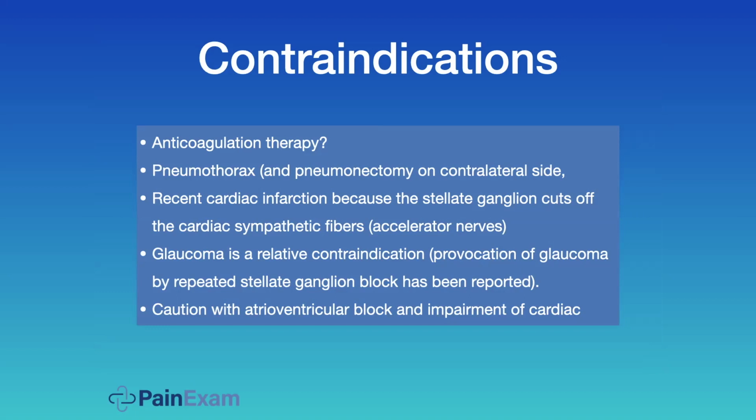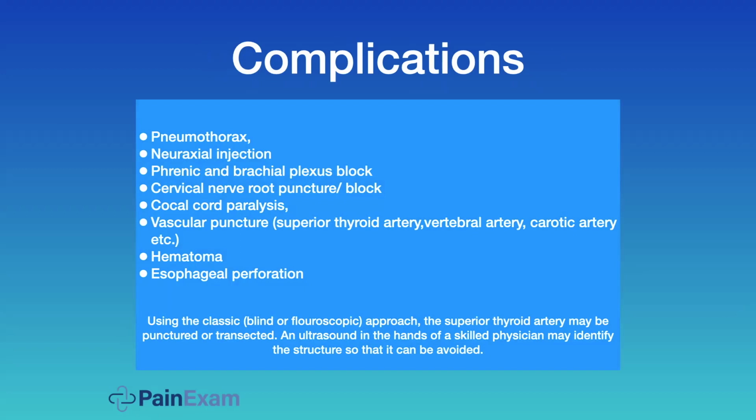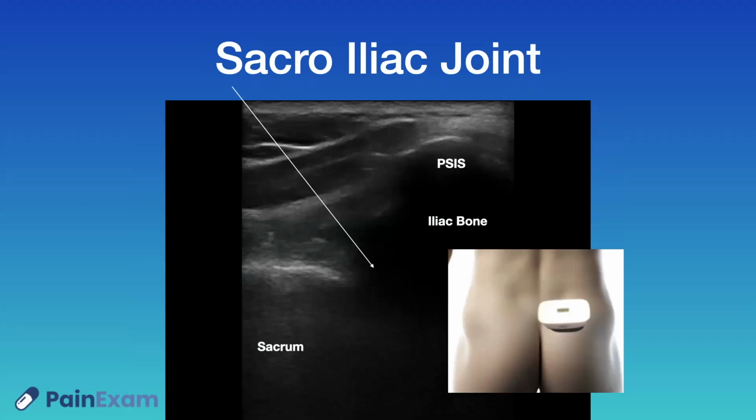If they have a pneumothorax on the contralateral side, well, I don't know why you would be doing this, but don't do it. Recent MI, they say the stellate ganglion block can cut off the cardiac sympathetic fibers, the accelerator nerves. You can get profound hypotension, bradycardia. Glaucoma is a relative contraindication. You could provoke it with repetitive stellate ganglion blocks, as per some reports. And patients with an AV block, there's impairment of cardiac function, and you can make it worse. Complications: pneumothorax, or axial injection. We mentioned most of these, right? Phrenic and brachial plexus nerve block, hematoma, esophageal perforation.